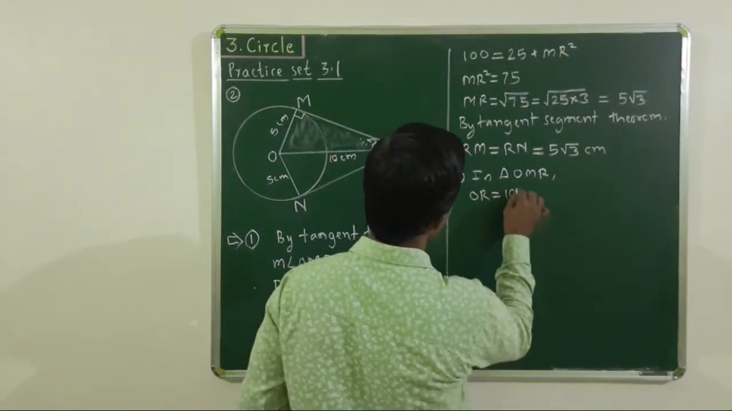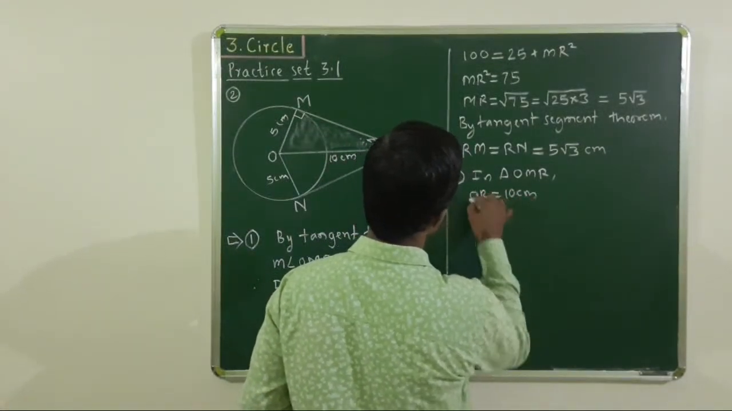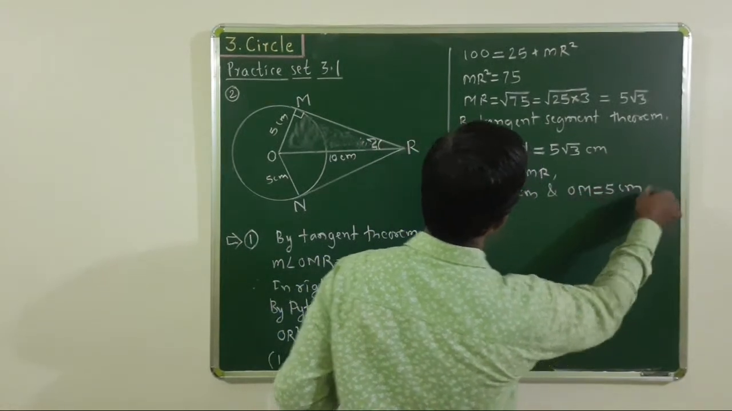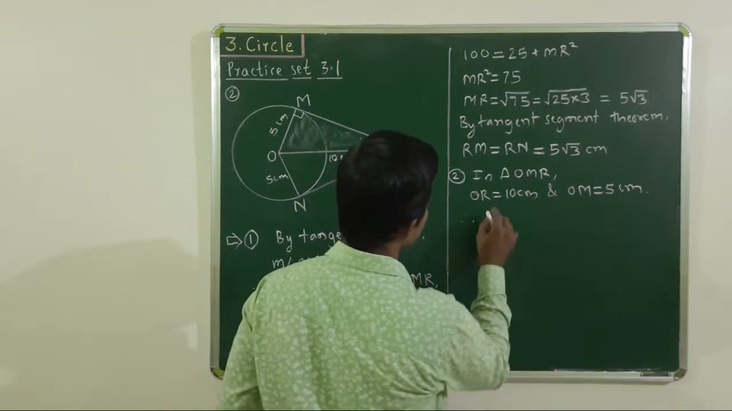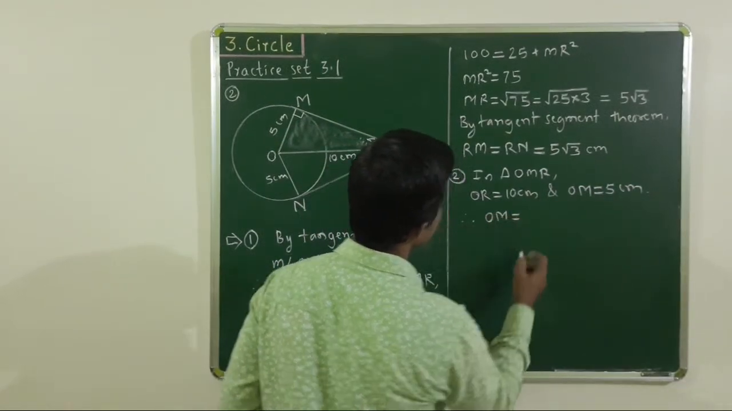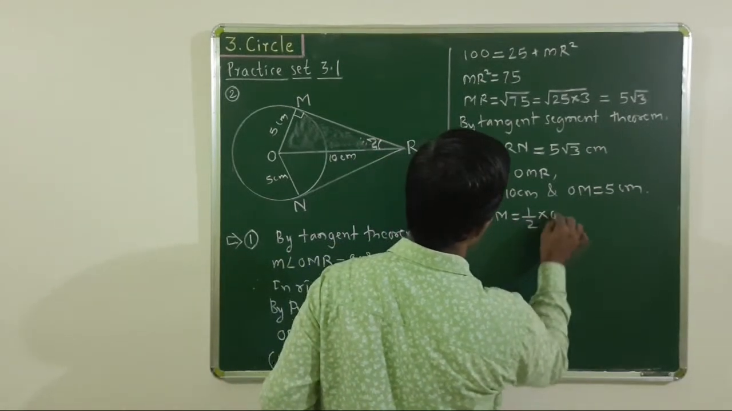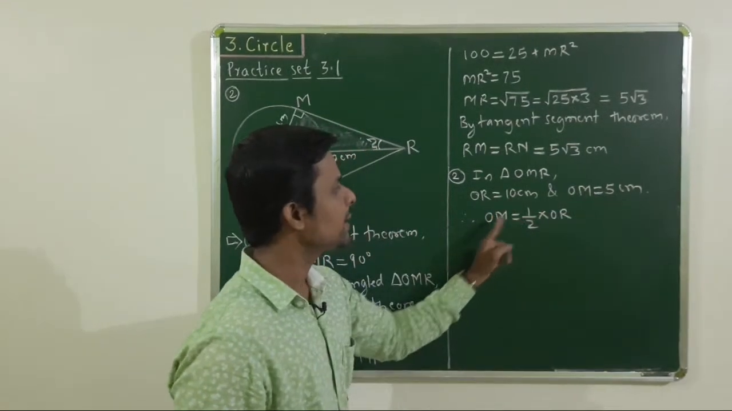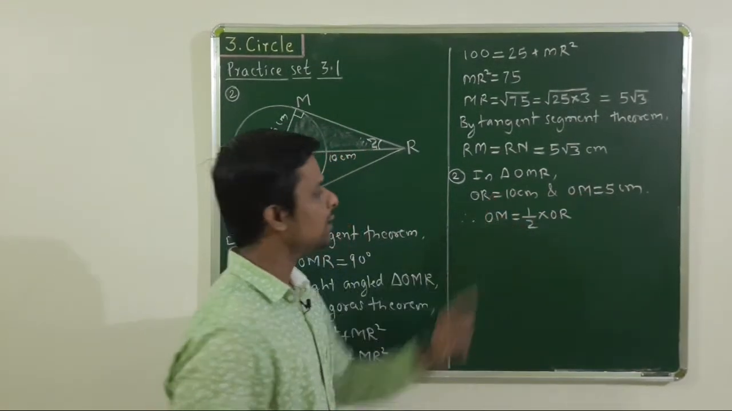OR is 10 centimeter and OM is 5 centimeter. Hence, OM is equal to half of OR. That is, 5 is half of 10. OM is half of OR.